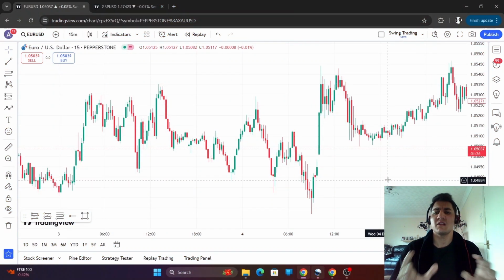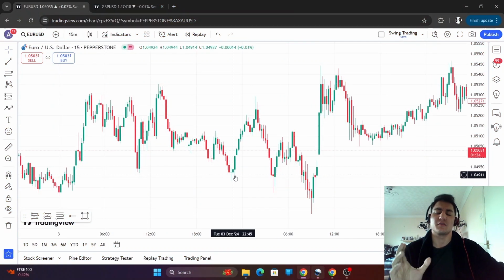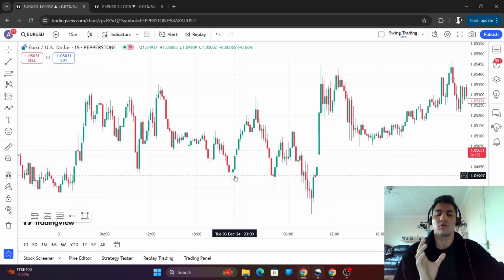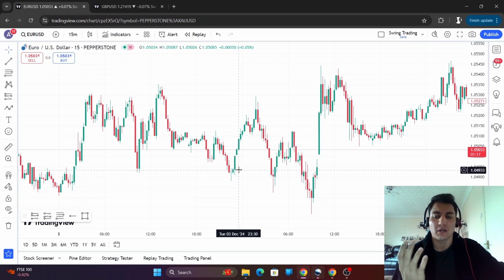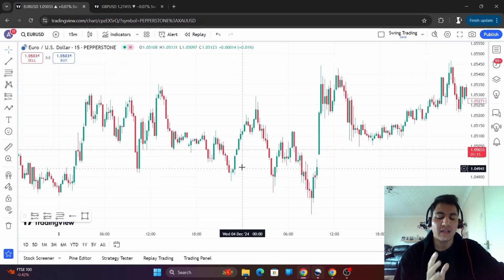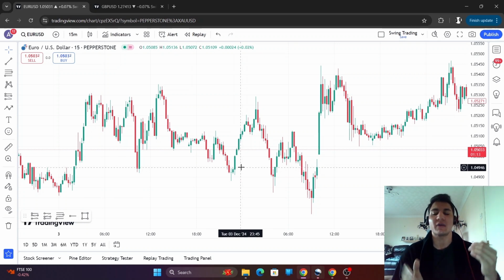Okay, so we're on the 15-minute chart for EURUSD, and let me just tell you something, right? The entry pattern does not really matter. As long as you've got the direction right, and right here we're bearish, everything else will be easy. So don't obsess over getting the perfect entry, the perfect this, the perfect that. You really don't need it.